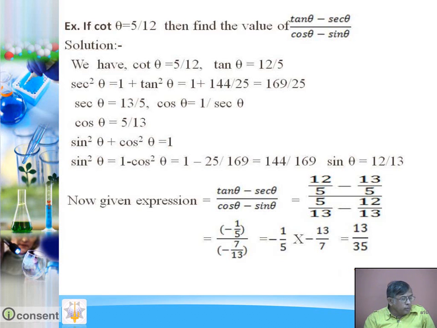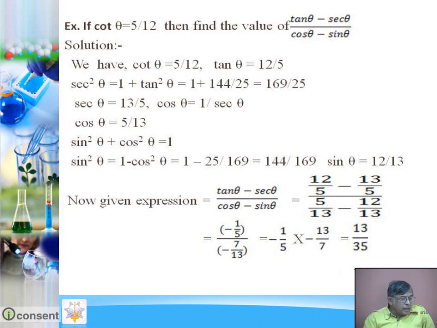Cos theta is equal to 1 upon sec theta. Now cos theta is 5 upon 13. Sin square theta plus cos square theta equal to 1. So sin square theta is, transferring cos square theta to the right side, 1 minus cos square theta. So 1 minus 25 upon 169 means 144 upon 169. So sin theta, the square root of that, is 12 upon 13.